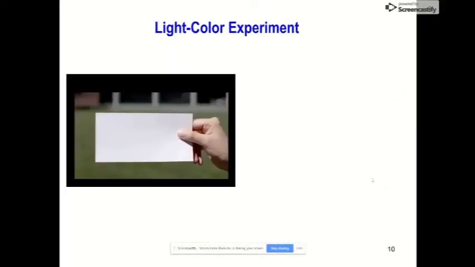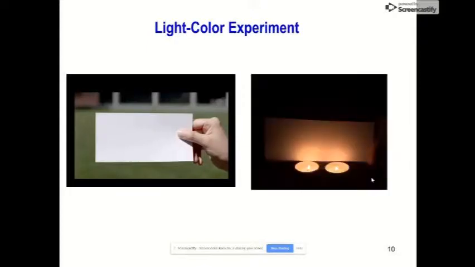So let's have a look at one small experiment. We can do it at our homes. Take a piece of white sheet and place it under the sun. You can observe this white sheet as a pure bright white sheet, but the same sheet if you place it next to two candles in dim light, you can observe a little bit reddish combination of light. So where did this red color come from?